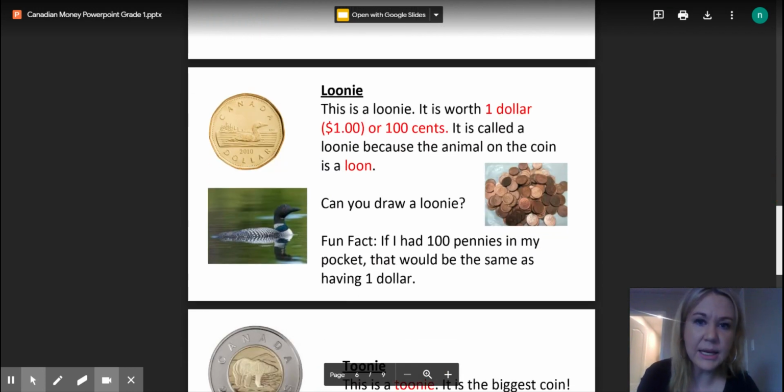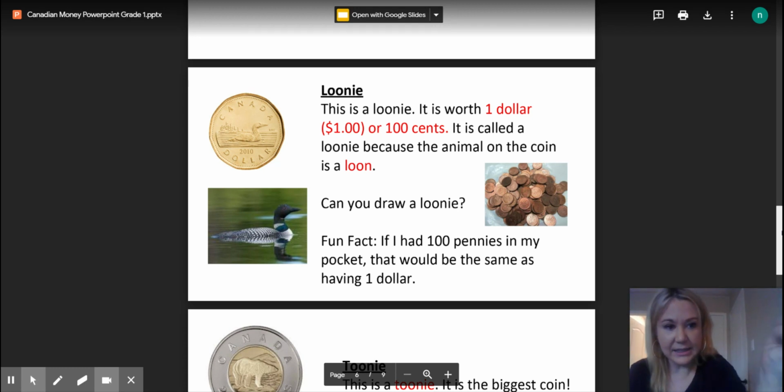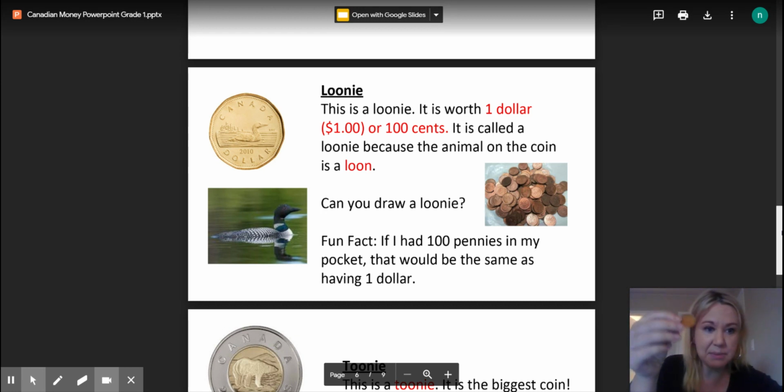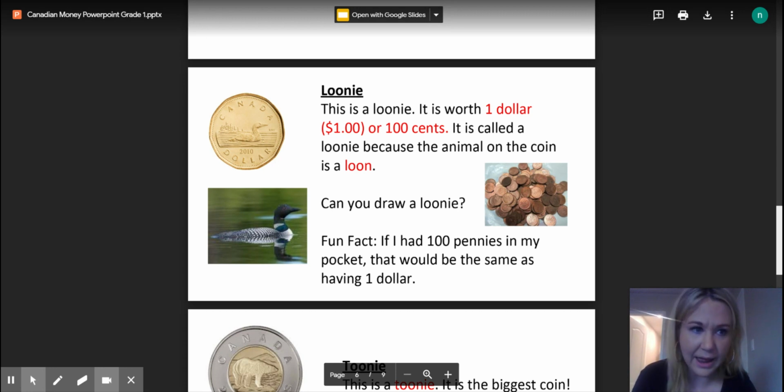Next is the loonie. It's worth $1. Okay, there's a loonie there. Okay, it's also the same as 100 cents. So if I had 100 pennies, okay, if you can imagine, that'd be a lot. That would be the same as $1 because 100 cents is $1. Okay, it's called a loonie because the animal on the coin is called a loon. So I'd like you to draw that as well.